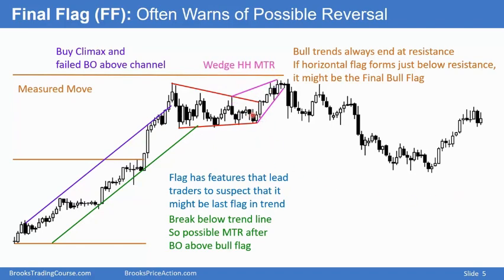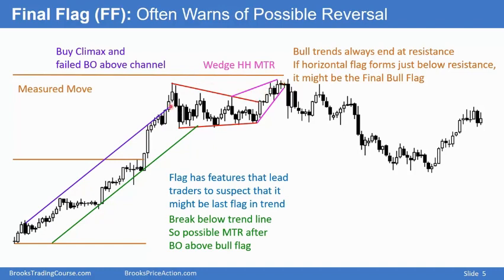Bull flag, 20 or more bars into a bull trend, possible final flag, trying to get above a measured move target, resistance. And then look at this rally. We got a pullback, high, and then a pullback, high, pullback, high, pullback. Three attempts up, every one of them reversing. So we have a wedge, higher high, and it's also a major trend reversal.